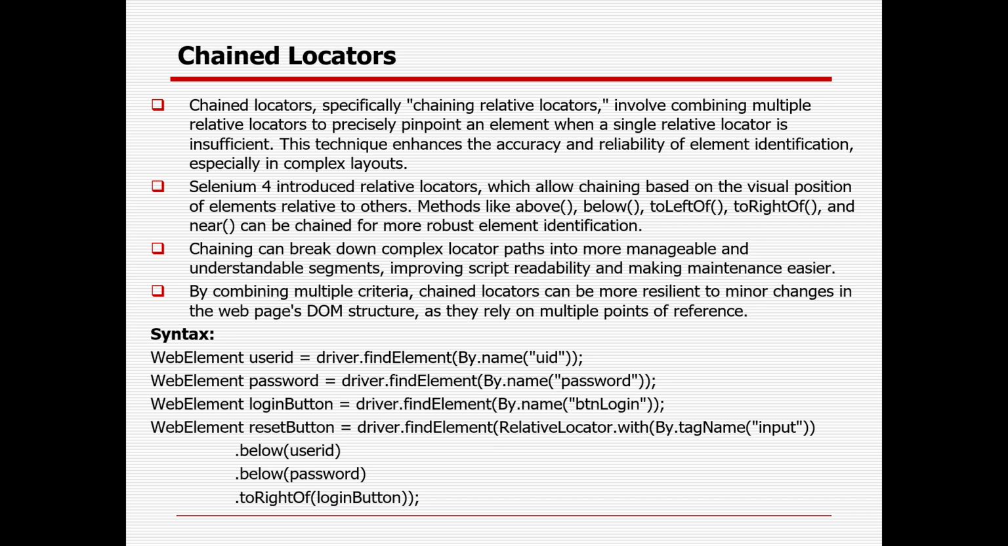Chaining can break down a complex locator path into more manageable and understandable segments, improving script readability and making maintenance easier. By combining multiple criteria, chained locators can be more resilient to minor changes in the web page's DOM structure, as they rely on multiple points of reference. So the main objective is to identify an element uniquely and precisely with the help of multiple points of reference.